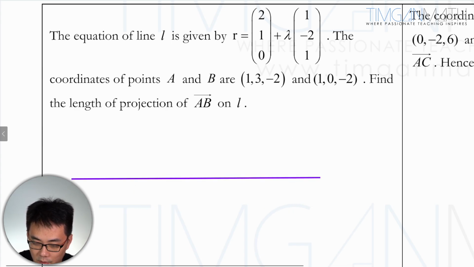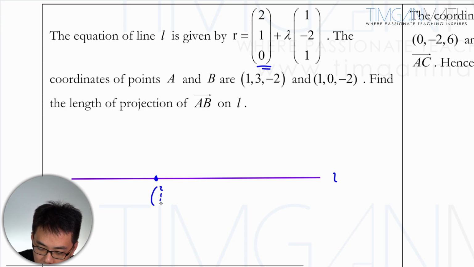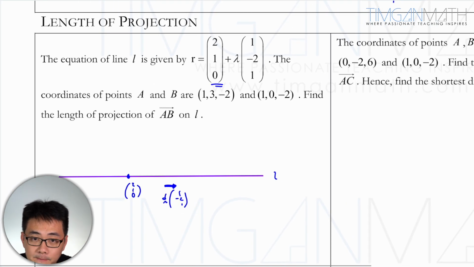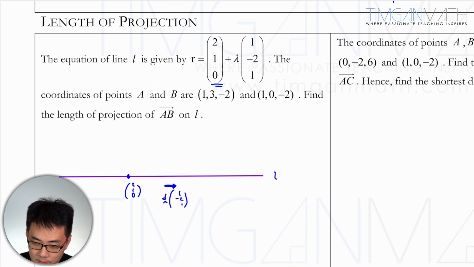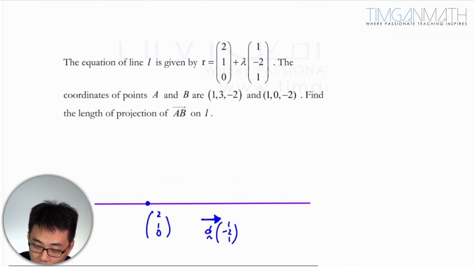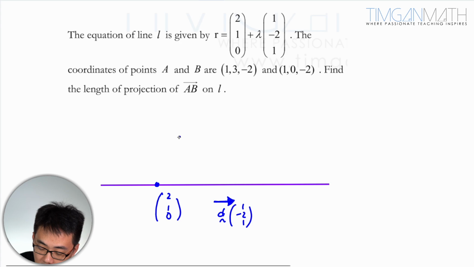I'll just draw it in a horizontal way. Then this is L. It passes through (2, 1, 0), so I just put this here. The direction of the line is (1, -2, 1). Is that okay? Now what we need is a point A on top. I'm not sure where A is. Just draw A here. Now A is obviously (1, 3, -2). Then you have B, which is here, which is (1, 0, -2). So this is A and B.